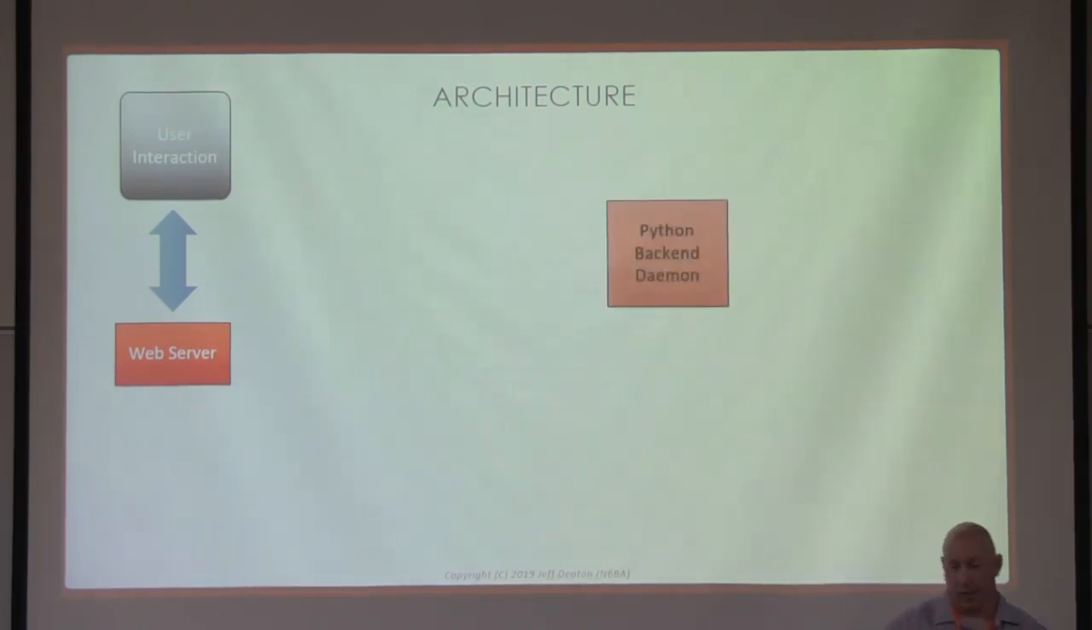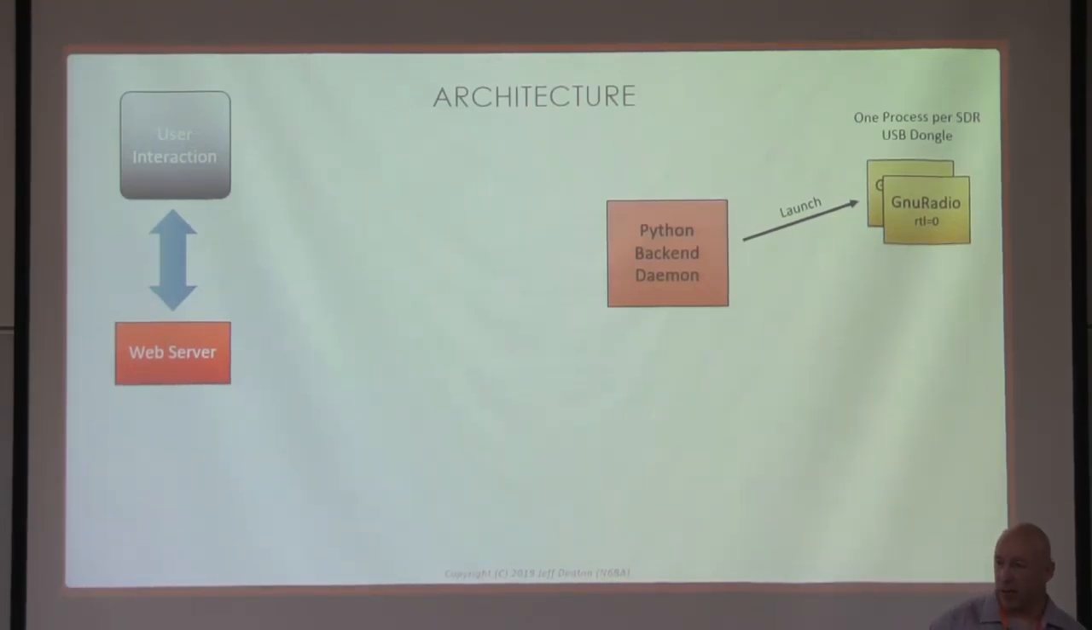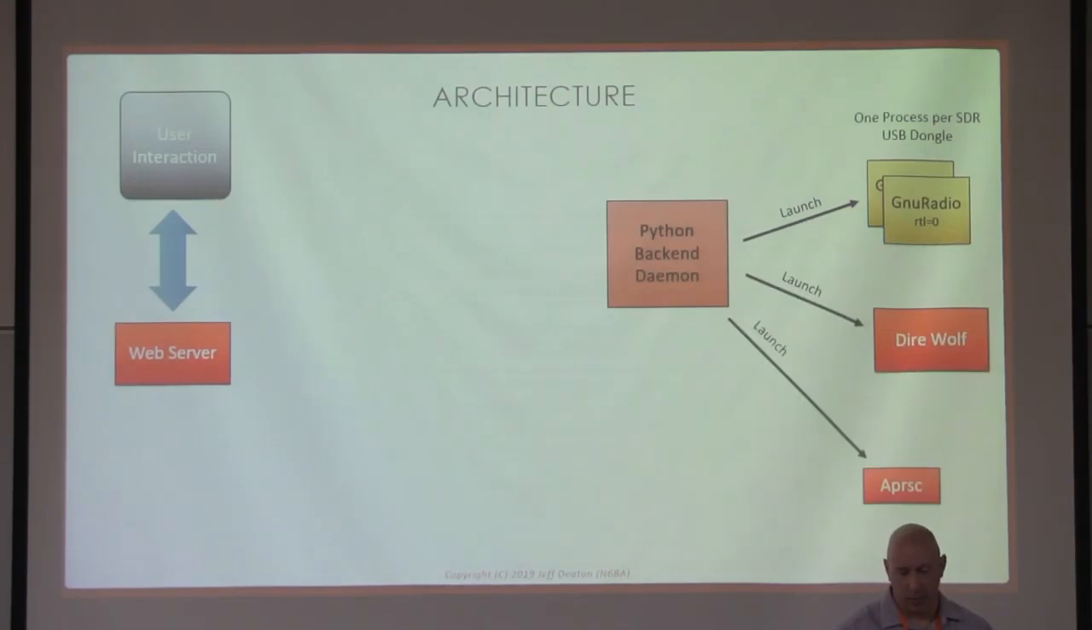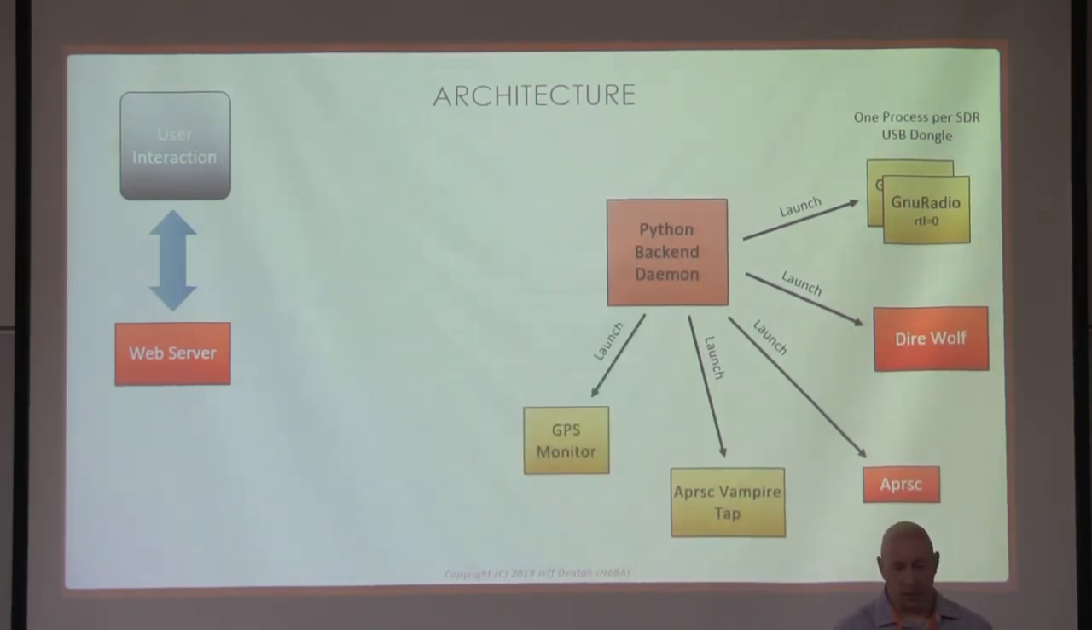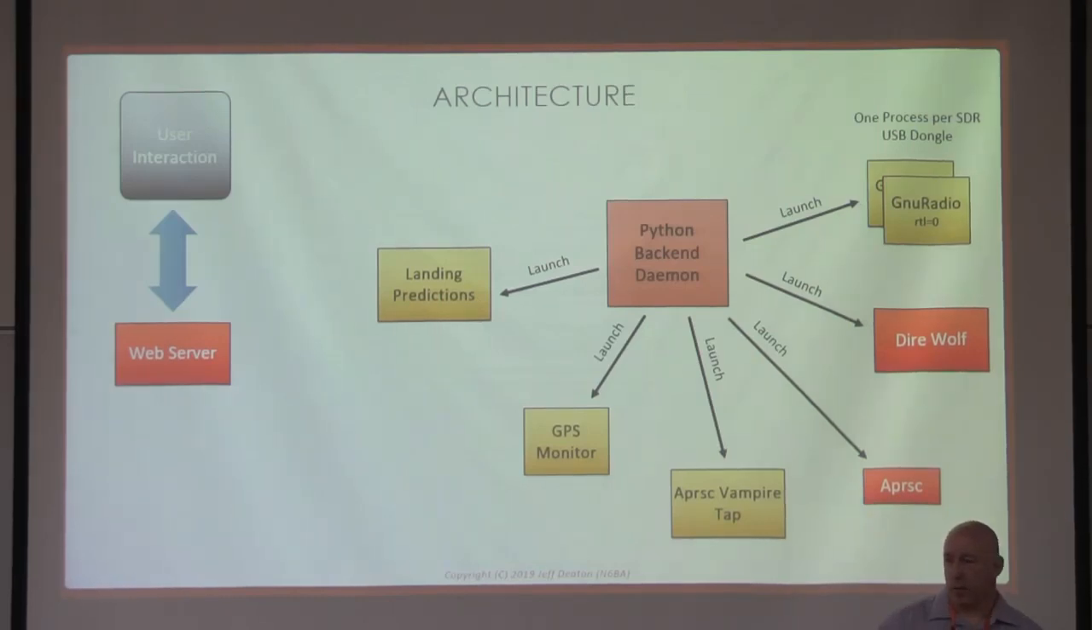But running on the brick is essentially a back-end piece of Python code that sort of coordinates all of this. Its responsibility is to launch, of course, when one hits the start button, this is what happens. It'll launch GnuRadio processes which talk to the SDR dongle and listen to the 2-meter ham band for APRS packets on whatever frequency we've told it to listen on. It'll also start up Direwolf. It'll start up APRSC. It'll start up the vampire tap that I was mentioning before that tries to grab packets and stuff them into the database. It'll listen to the GPS, and it'll also start up the landing predictions function, and all of that sort of happens, so you don't have to interact with it.